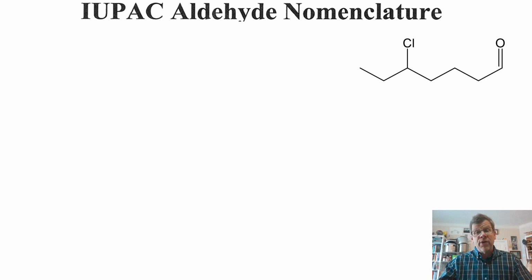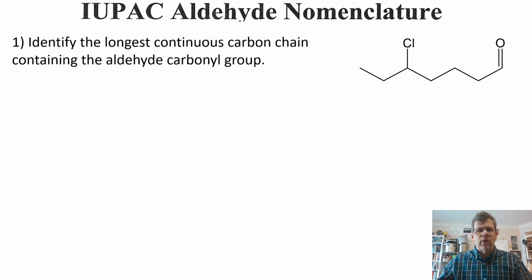So let's start with the rules. Our first rule is very similar for all functional groups. Identify the longest continuous carbon chain containing the aldehyde carbonyl group. Well, in this case, it would be the only carbon chain. That's not always going to be the case, but in this case, it is. And that is of 7 carbon length.